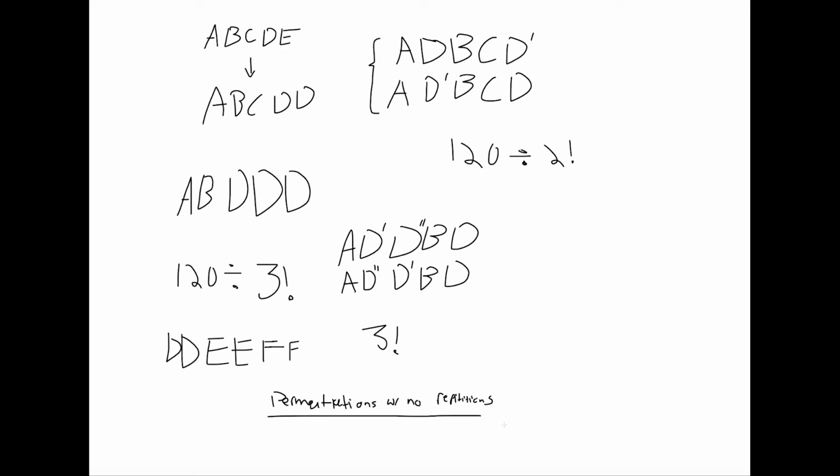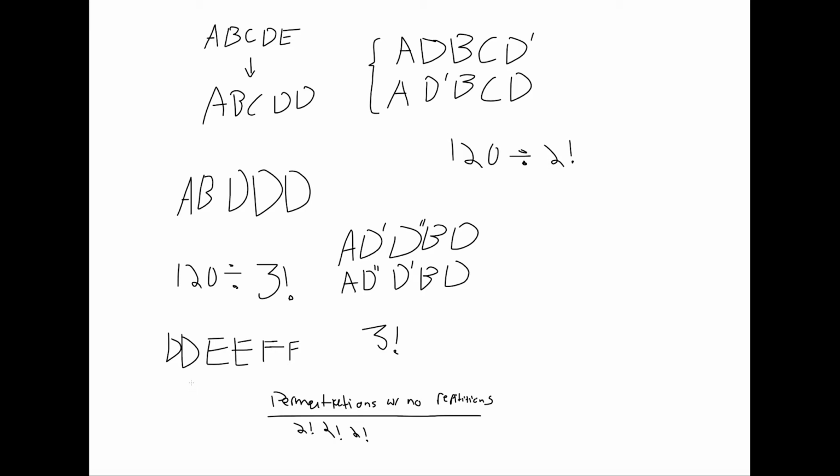And now we have to divide that by, in this case, 2 factorial times 2 factorial times 2 factorial. So what I did is I divided by 2 factorial because there were 2 d's, then I divided by 2 factorial again because there were 2 e's, then I divided by 2 factorial yet again because of the 2 f's.